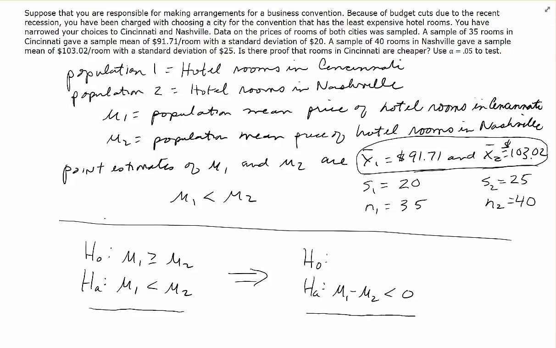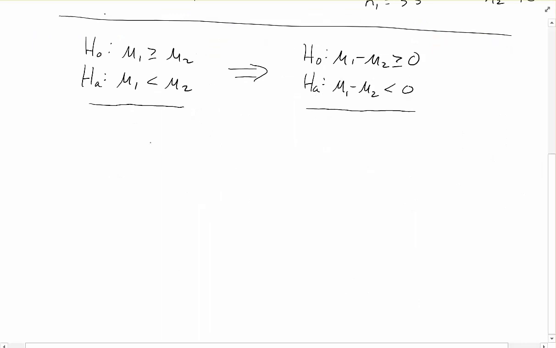The null then would be the opposite to that. So I'd say mu1 minus mu2 is greater than or equal to 0. Now, finally, the textbook, and this will be our first step of the hypothesis test, you would see it written this way. Mu1 minus mu2 equal to 0.